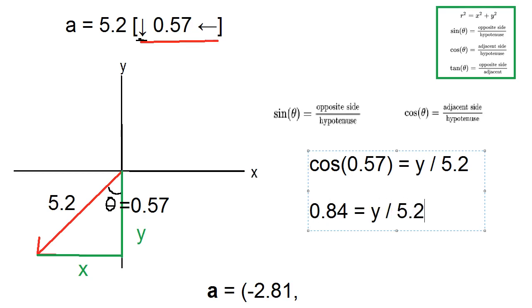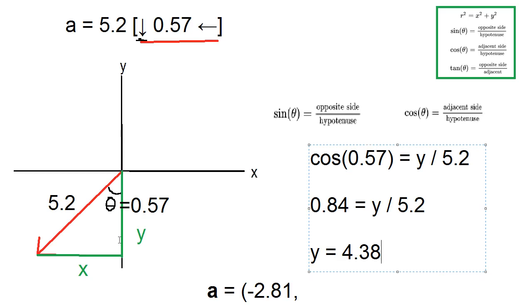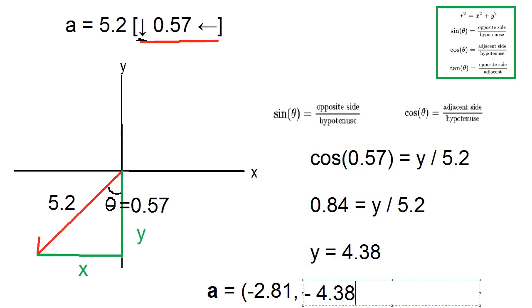Again, we can rearrange and solve this for y fairly quickly. It'll give us a y of 4.38. Now, just like before, if we take a look at our picture, you'll notice that we're going down in terms of y. What that means is we're going to add in the negative sign that we require ourselves.